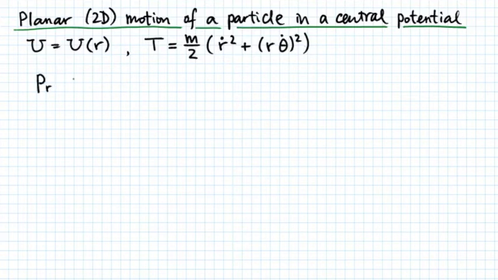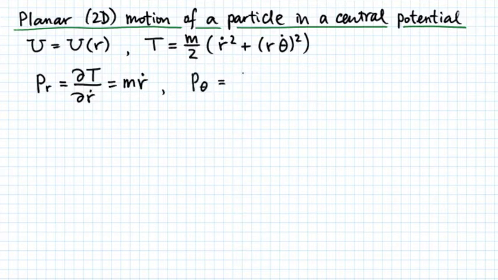P sub r, which will be simply the partial derivative of kinetic energy with respect to velocity r dot, and that is m r dot, but also the theta component of the momentum, which is given by the partial derivative of kinetic energy with respect to theta dot, and we find it to be m r squared theta dot. Thus, we can express the velocities r dot and theta dot in terms of momenta. So let's do it and use Hamiltonian mechanics.